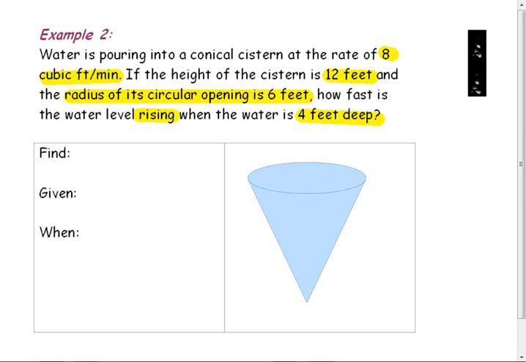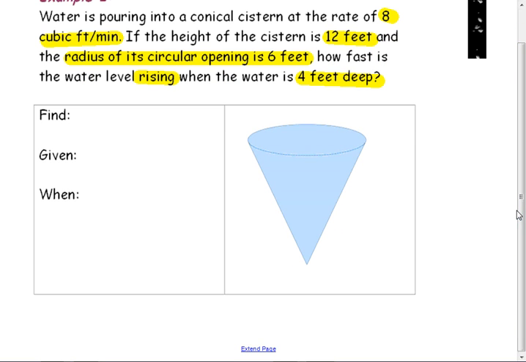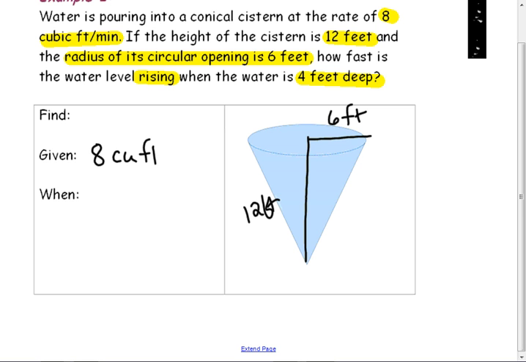So let's label the things we know are constant. Okay, so my radius was 6 feet. That's 6 feet. And my height was 12 feet. I think that's okay. And the water is going in, and it's going in at the rate of 8 cubic feet per minute. I'm going to put the units in just to help me out, if nothing else.